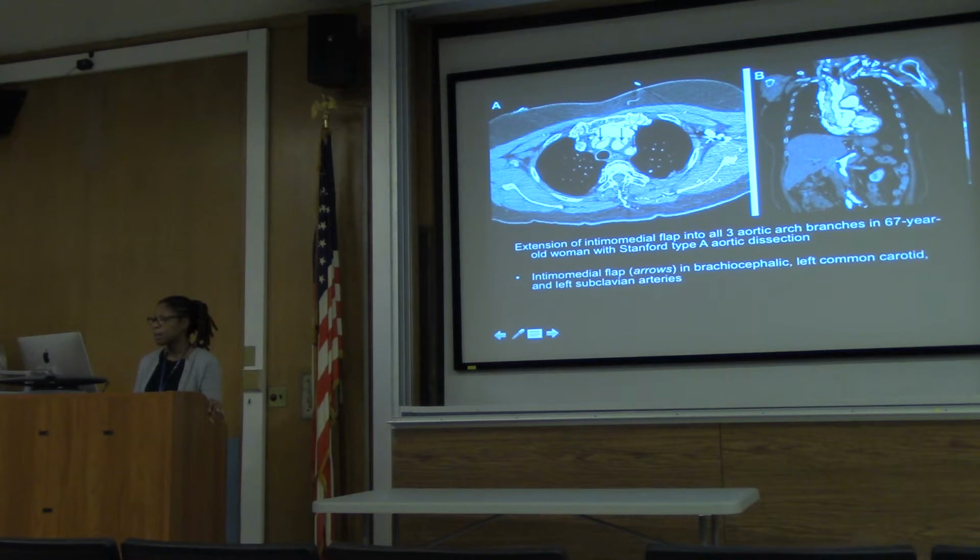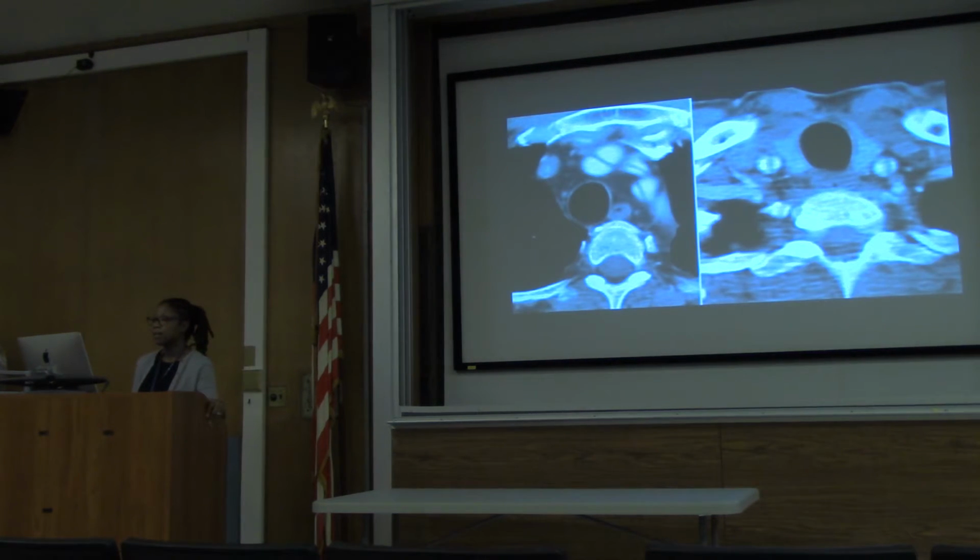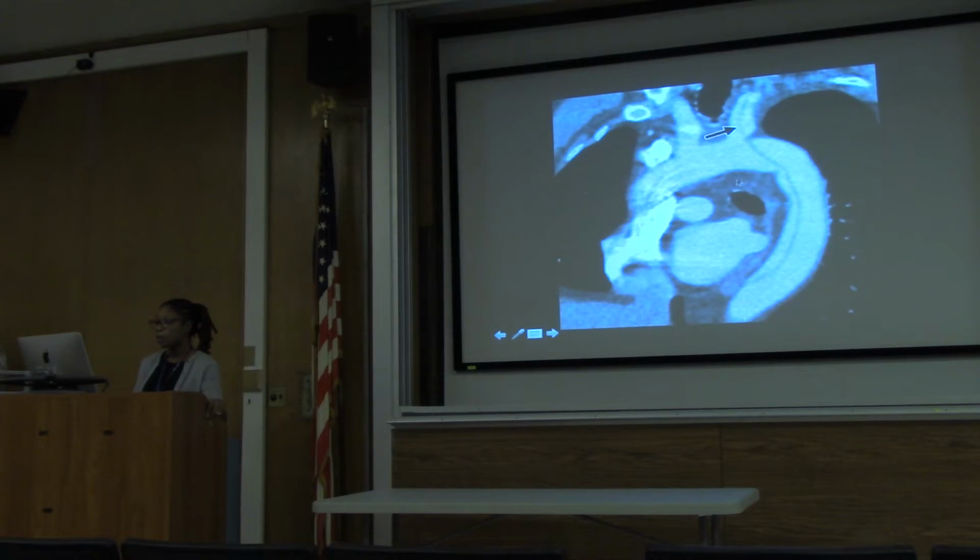This is a type A dissection because it's involving the ascending aorta extending into the branches. So we expect that this patient will probably have some kind of neurological compromise. Again, you can see all the branches coming off the aortic arch are involved and extending into both common carotid arteries as well. Here's a coronal post-contrast study of the thoracic aorta, which shows very nicely a dissection that's extending into the subclavian artery.